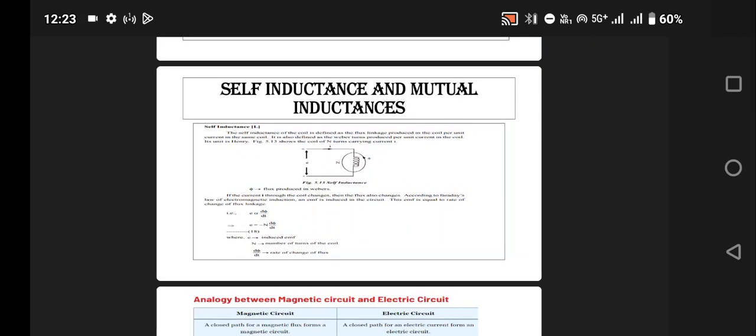Self-inductance and mutual inductance. Self-inductance is represented by L. It is defined as the flux linkage produced in the coil per unit current in the same coil. It is also defined as the Weber turns produced per unit current in the coil. The unit is Henry. The difference between magnetic circuits and electric circuits is represented here.